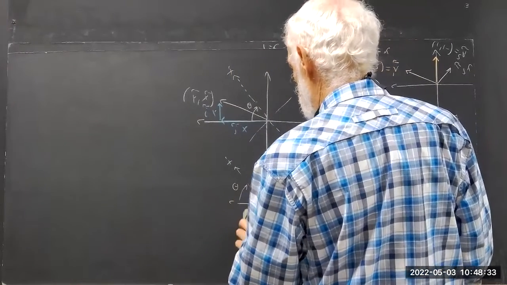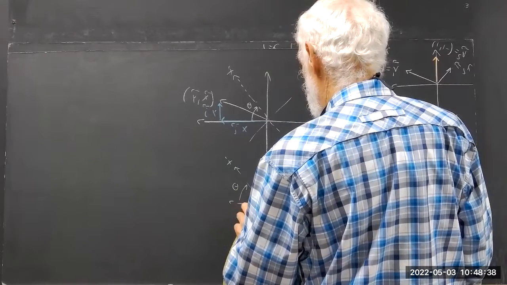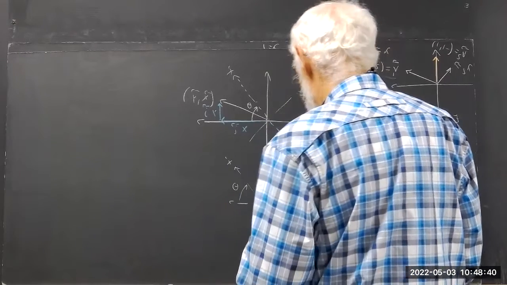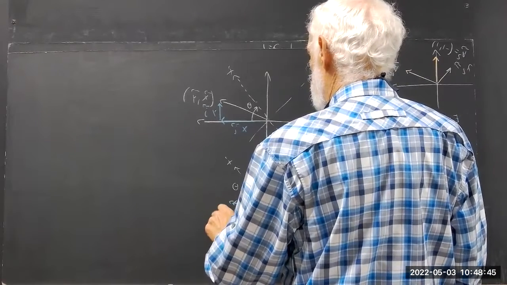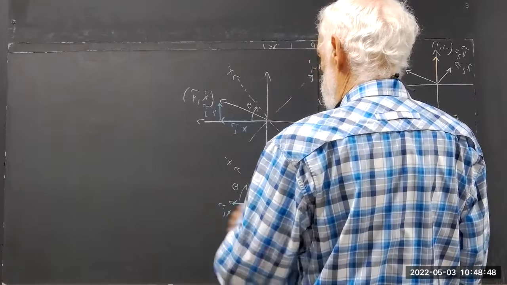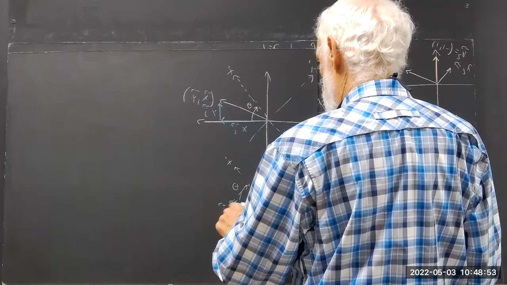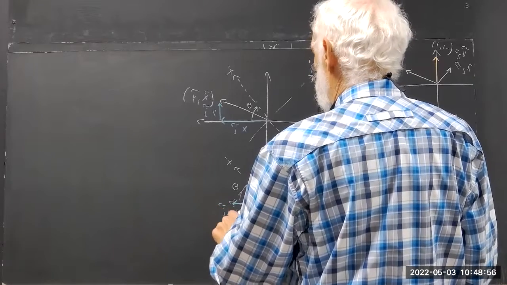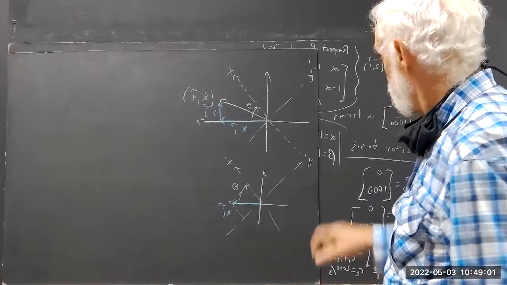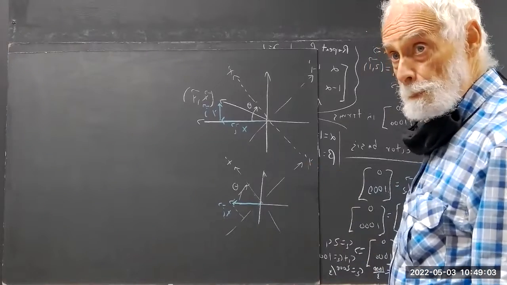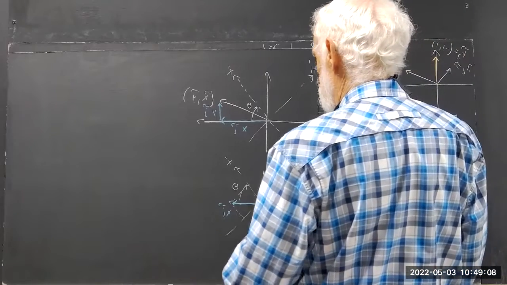And before I go on, I'm going to make the vectors bigger so you can actually see what I'm doing. So here's x i, and here are the components of x i in the direction of x prime and the direction of y prime. So let's draw those components.